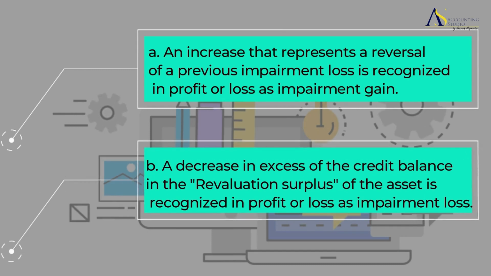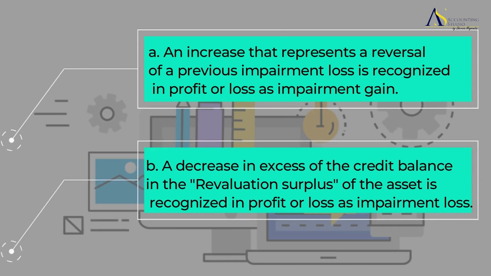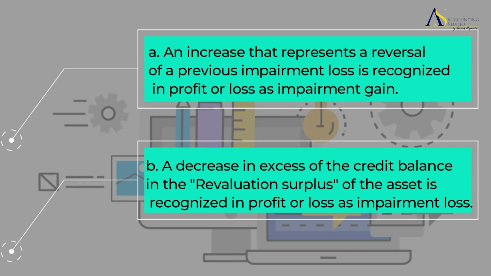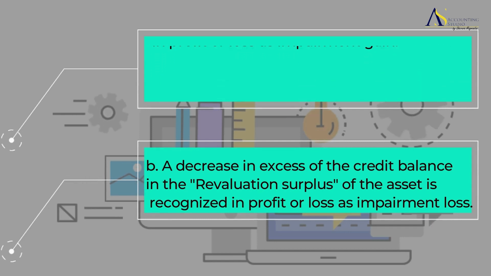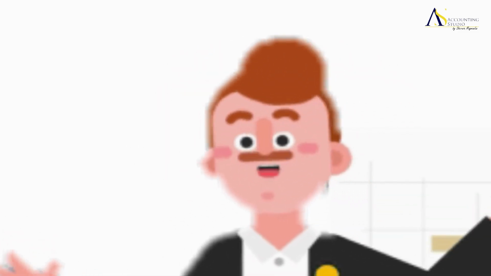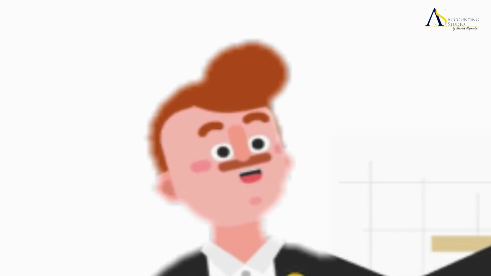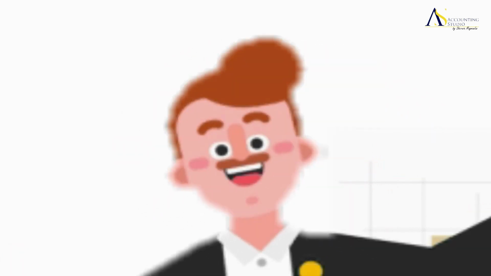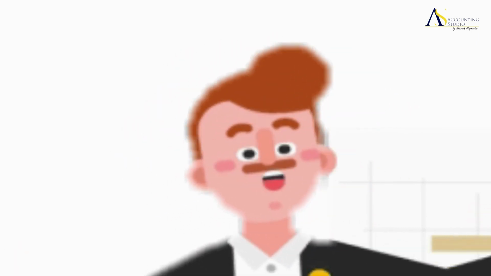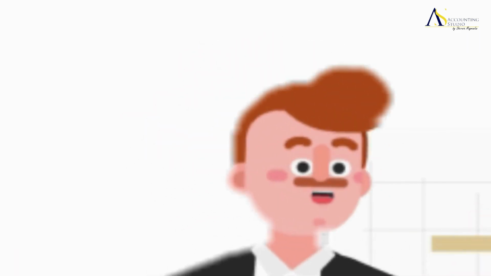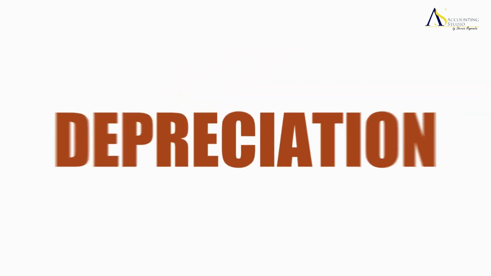A decrease in excess of the credit balance in the revaluation surplus of the asset is recognized in profit or loss as impairment loss. Note that after revaluation, the revalued asset is depreciated based on its fair value. Of course, as each asset loses its economic benefit, it causes the business to lose money. This would mean that depreciation is an expense.